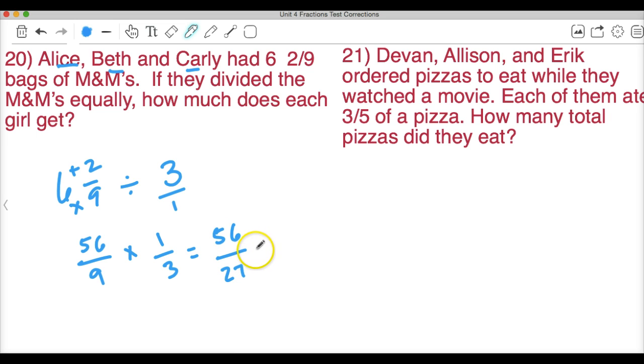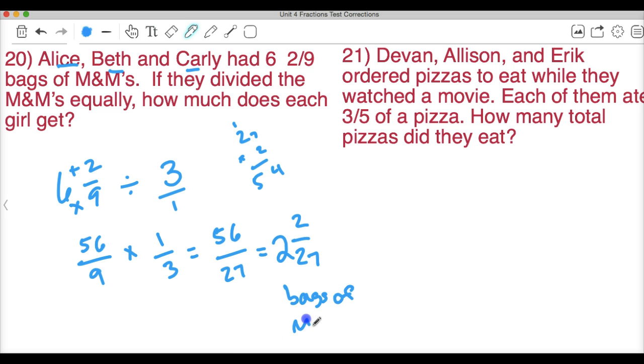I know that 27 goes into 56. Looks like it goes in there twice with 2 left over, and 27 is our denominator. So I know it sounds weird, but the answer is 2 2/27 bags of M&Ms.